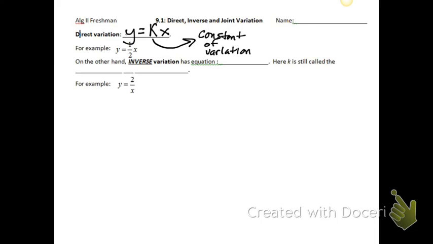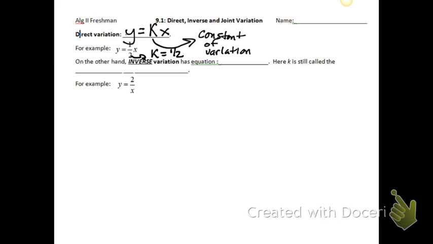And it's called the constant of variation because it is the one thing that remains constant in the equation. The only thing that changes from one direct variation problem to the next is that k value. So an example that I gave you is y equals a half x. Here, in that example, k, of course, is just a half. So k can be any real number except for 0 because that wouldn't really be direct variation anymore. That'd just be a straight horizontal line.